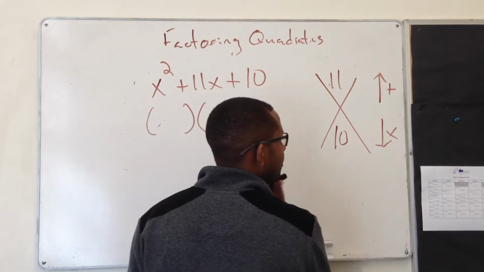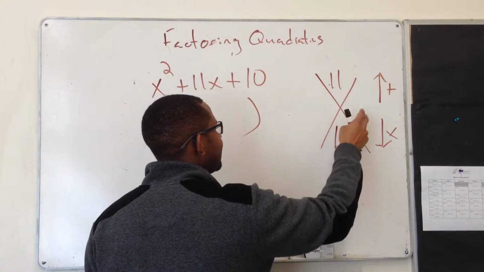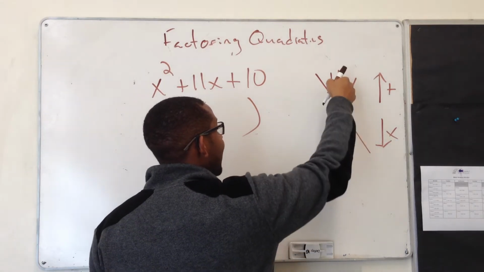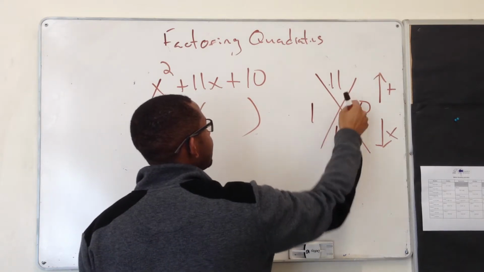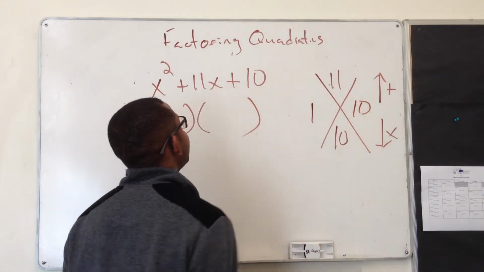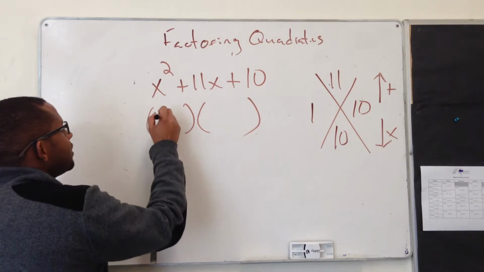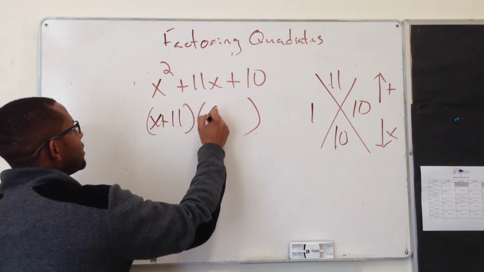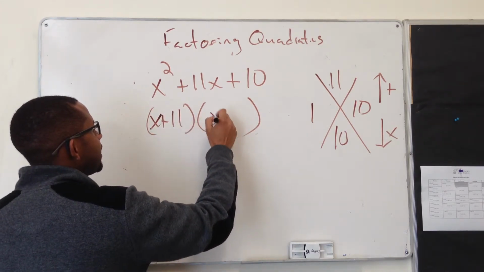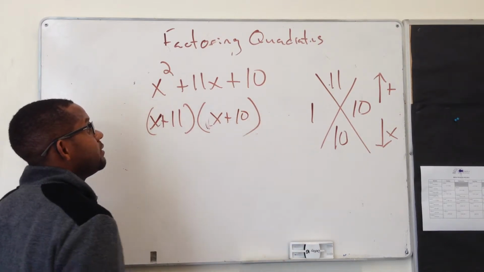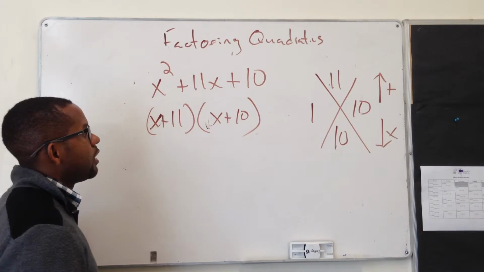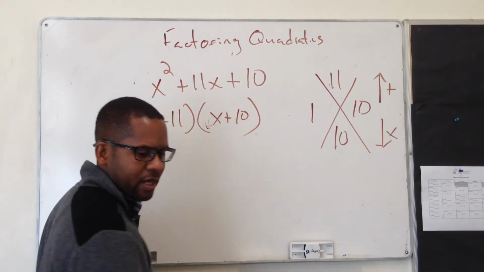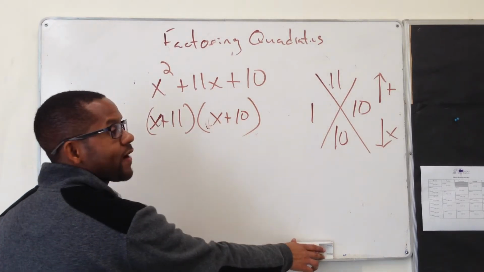Start with the down. What can I multiply to get 10? 1 and 10. Can I turn a 1 and a 10 and add them to get 11? Yes, I can. Boom. 1 times 10 is 10. 1 plus 10 is 11. Just did it. X plus 1 times x plus 10. I'm completed. I just factored that, not polynomial, what's that thing? Quadratic. I just factored that quadratic.